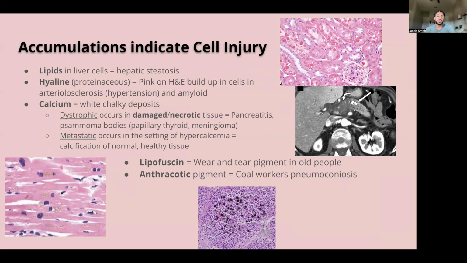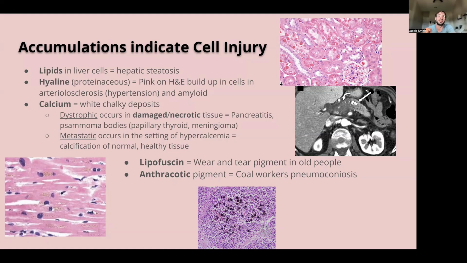Now, last part of injury are the accumulations. So I threw a few on here. Really, it's good to know these, but there's no rhyme or reason to it. One example is in the liver. If you have chronically high triglycerides, you can get hepatic steatosis, which is just fat deposits, lipid deposits in the liver. Further, you can get hyaline accumulation, which is just proteinaceous. It's like fibrinous protein buildup in cells, typically in the vasculature. You can see this in prolonged hypertension or amyloidosis.